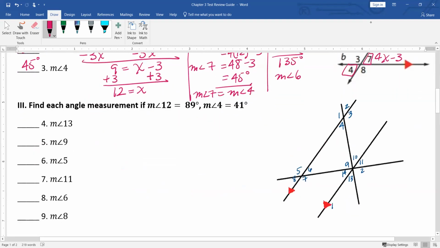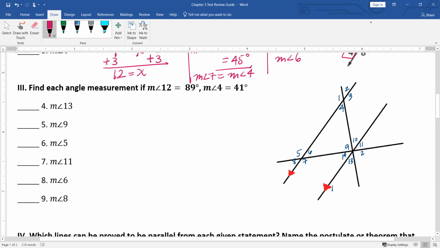Okay, this one is very important. Also, I apologize, it got messed up. So there should be, that's angle 12. At the top is 1, 2, 3, 4. At the bottom is 9, 10, 11, 12, 13, 14.